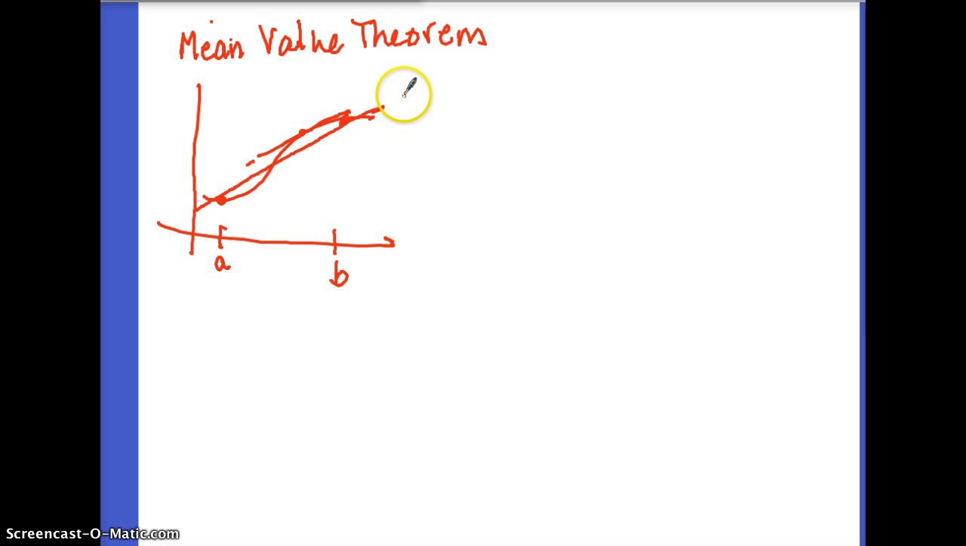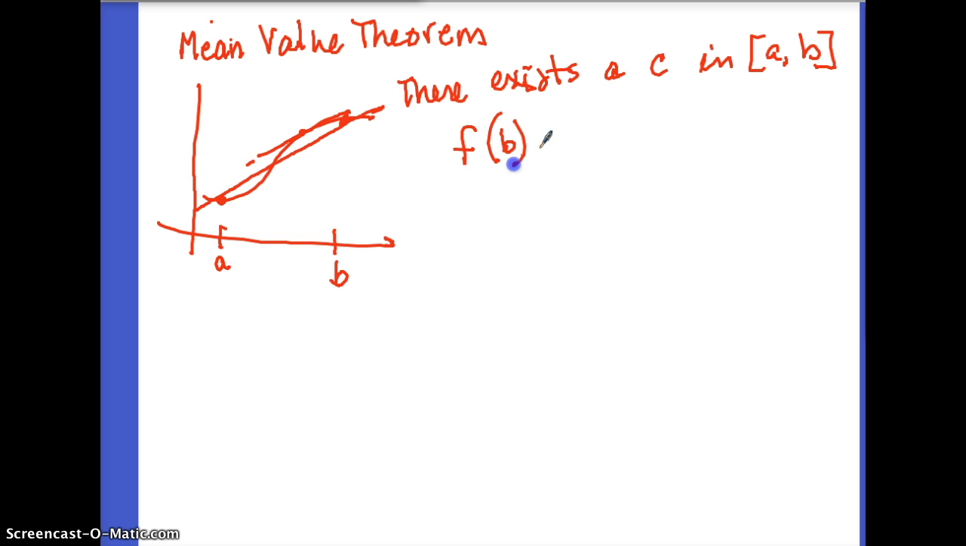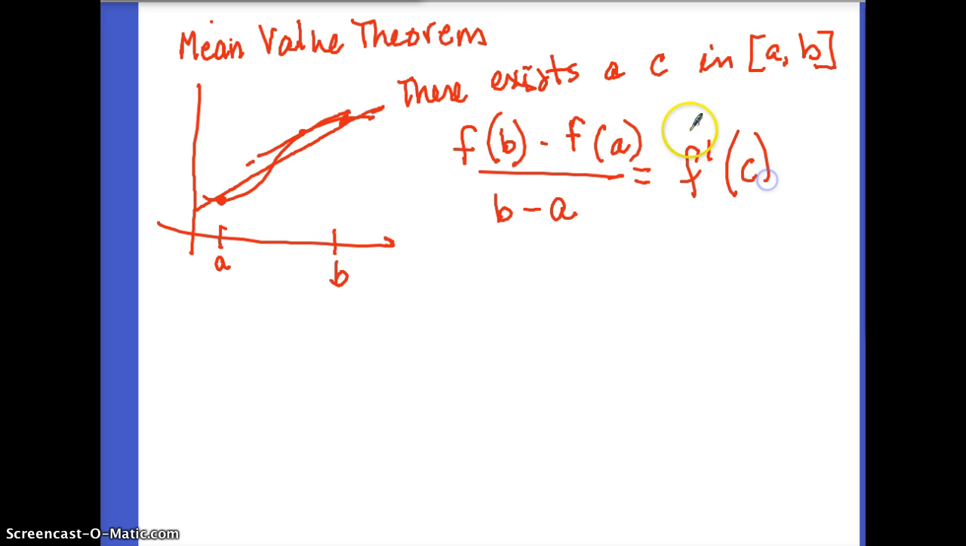Okay, so what we're saying is there exists a value of c in the interval such that the average rate of change, so f of b minus f of a over b minus a, is equal to f prime of c, right? The derivative is equal to the average value.